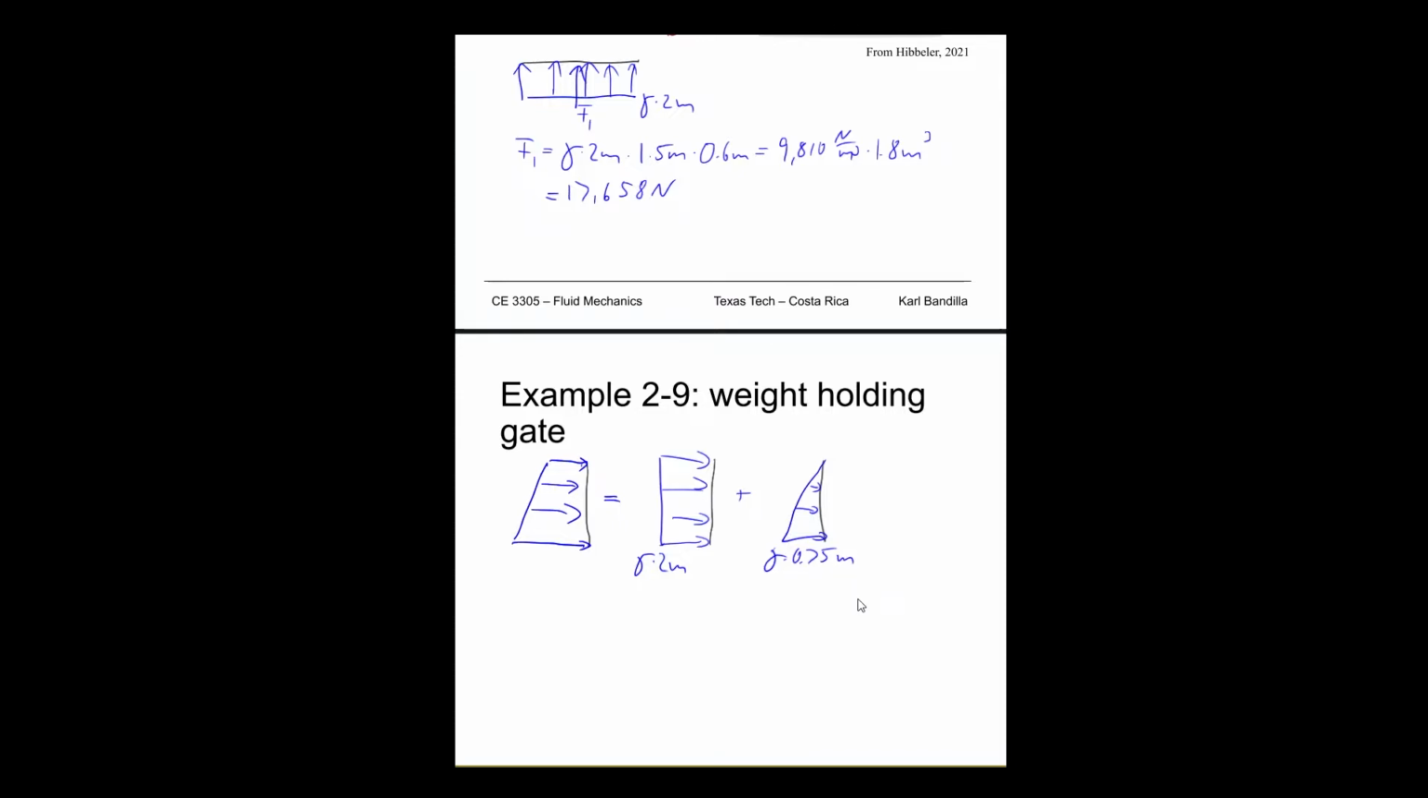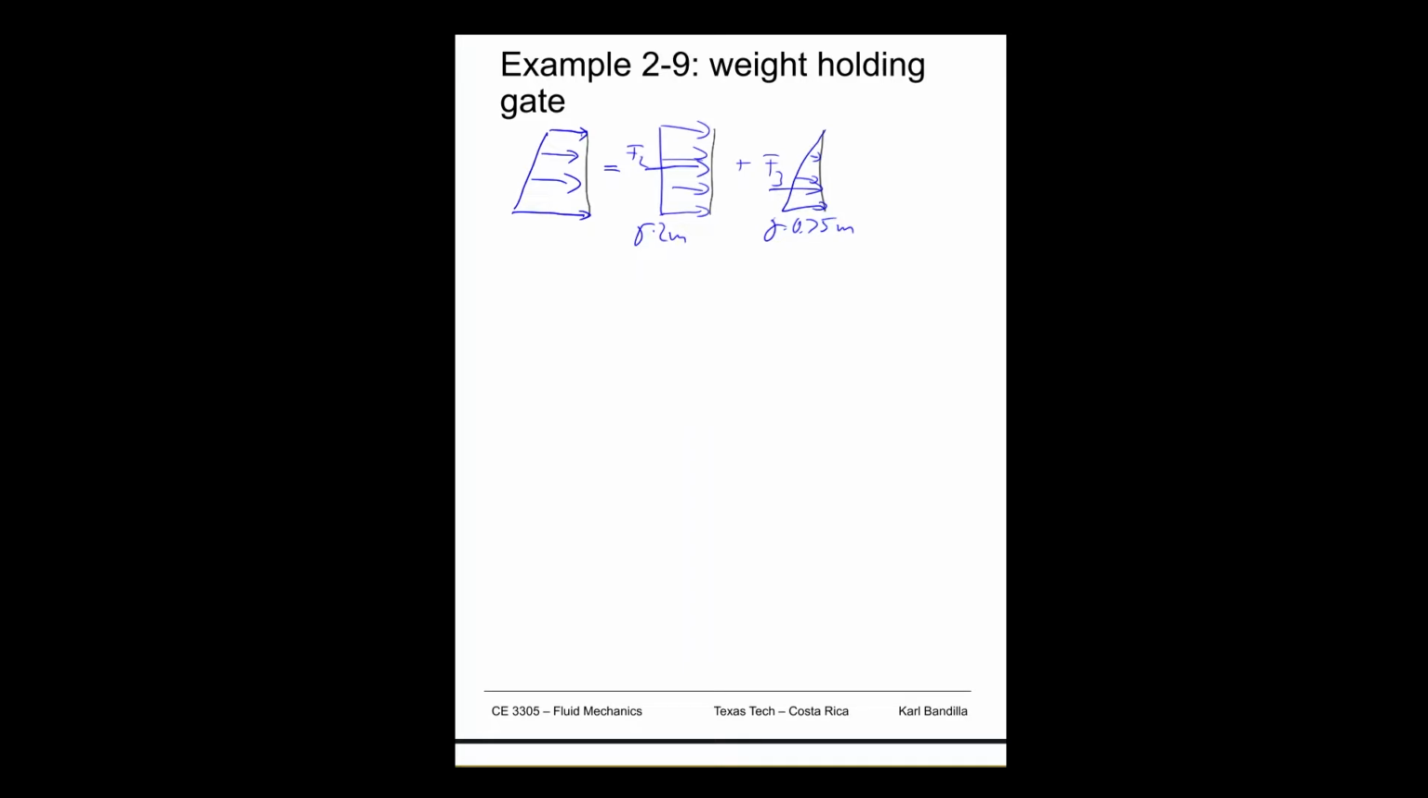And based on that, we can then find what F2 is going to be and what F3 is going to be. So let's calculate those out. F2 is again a rectangle, so that's always easy. F2 would be gamma times 2 meters.